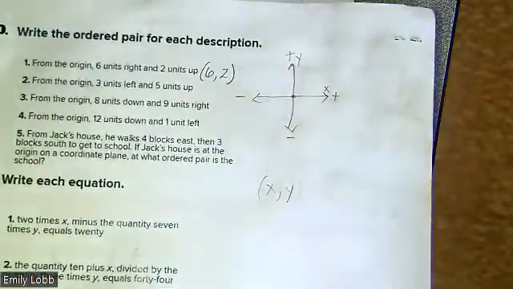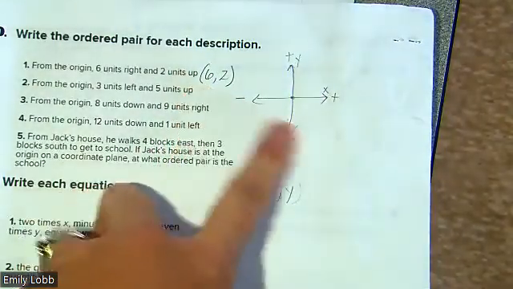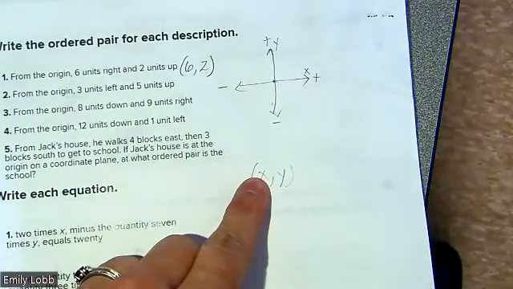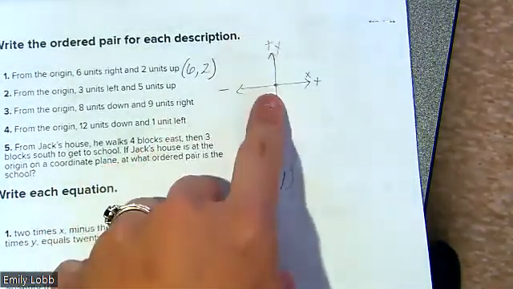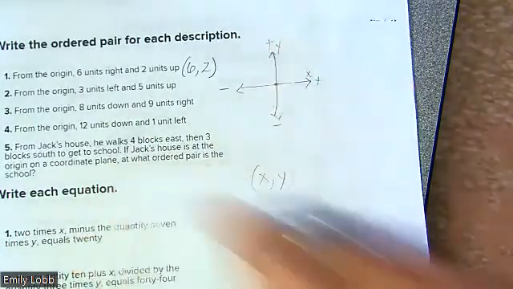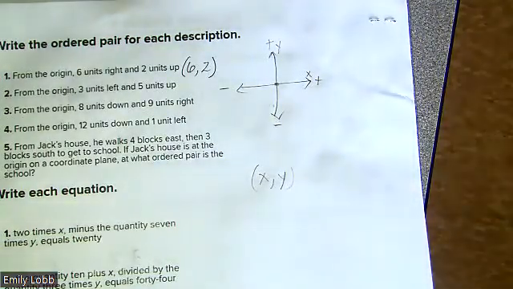So from the origin, 6 units right and 2 units up. This is the one we reviewed when we talked about how this was our x-axis. That's always listed first. This is our y-axis, that's always listed second. To the right and up are positive, to the left and down are negative. Well done. So from the origin, 3 units left.